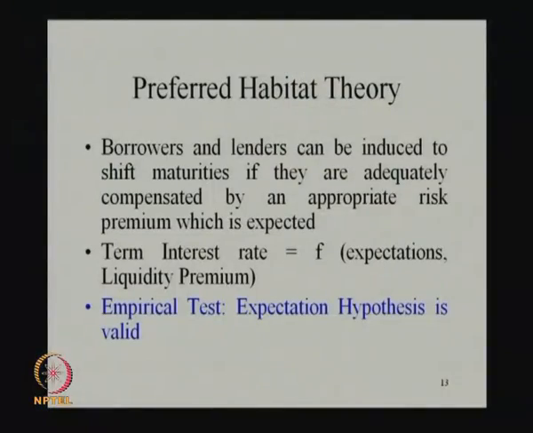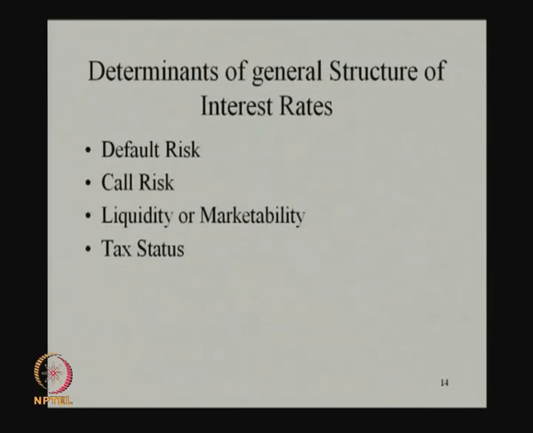But here we can say that the actual term structure of interest rates basically depends on the expectation and the premium. Empirically, whatever work has been done, they found that the expectation hypothesis is empirically valid as compared to the liquidity premium, market segmentation or preferred habitat theory. In general, how the structure of interest rates is determined: it is the default risk. Already you know that default risk depends on the probability of default in a particular bond, and the probability of default is always higher for a long term bond than a short term bond.